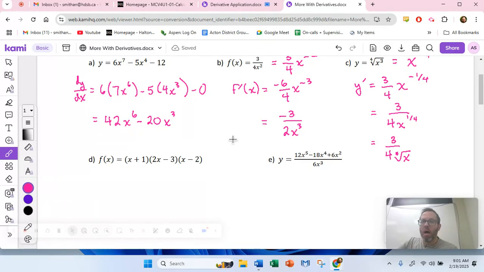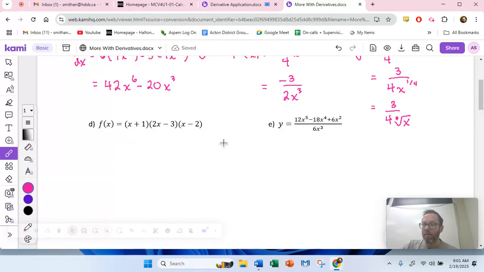All right. D and E are not ready for you guys to find the derivative of, at least with our current skill set. You need to somehow manipulate those into something like part A, where you have a polynomial with a bunch of powers of x, and you can find the derivative that way. So I'll leave you to the expanding and simplifying in D, and then in E, the dividing all those monomials together. And again, I'll wait a second and play catch up in a moment.